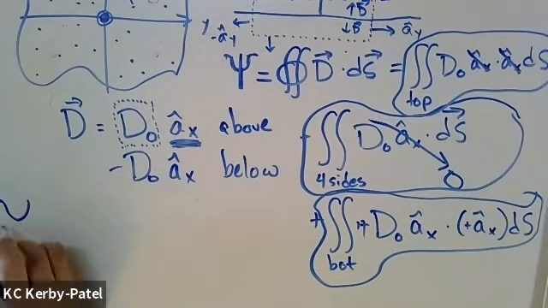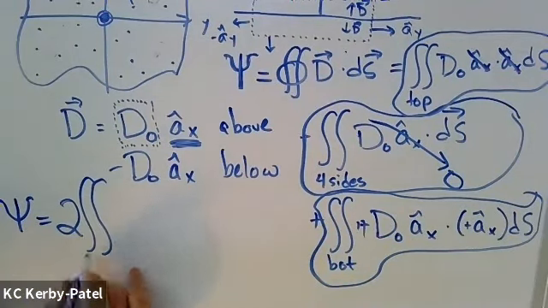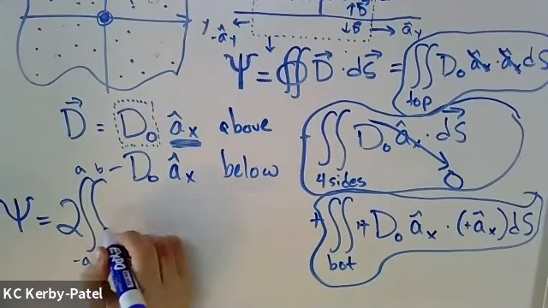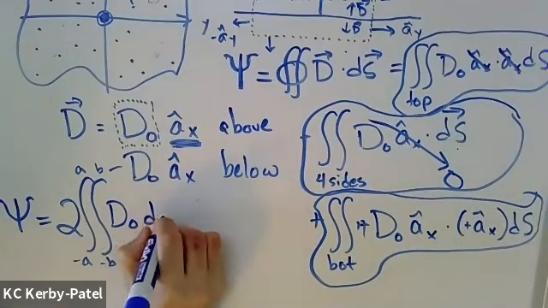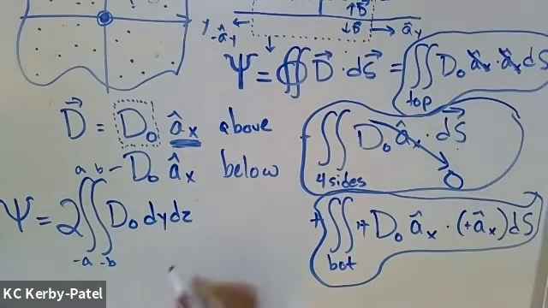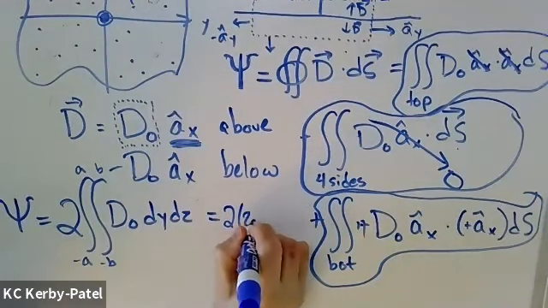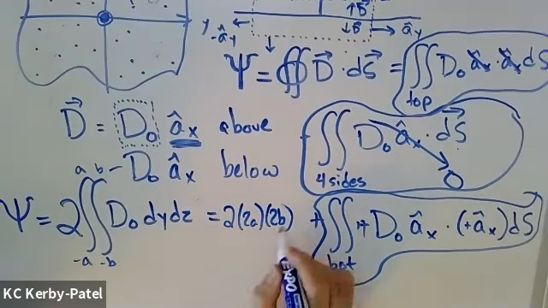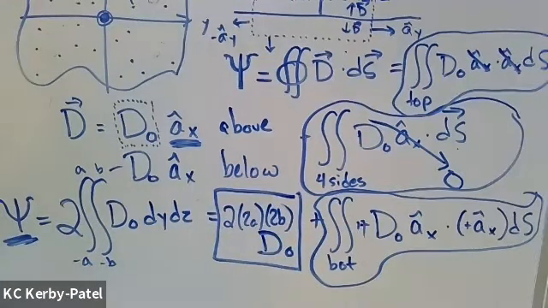So our total electric flux is going to be equal to 2 times the integral over the area of the box, let's say minus a to a and minus b to b, of d naught, and ds here is just dy dz. So we end up with 2 times 2a times 2b times d naught. That's the total electric flux out of the box.